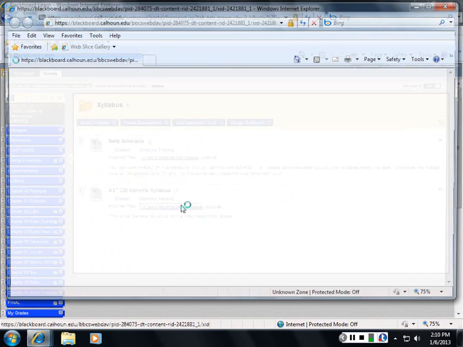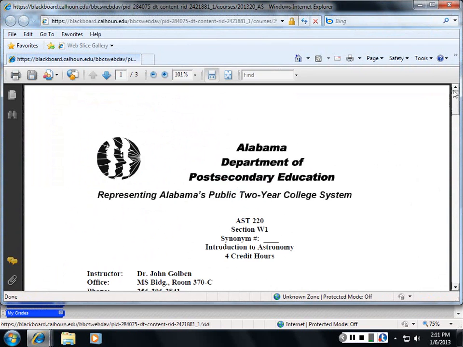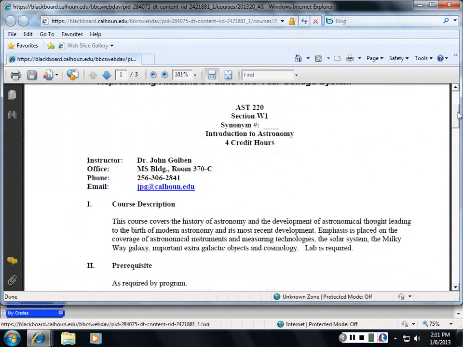So you want to check that. Also, here's the general syllabus. This, of course, is Astronomy 220. I'm Dr. John Golben. My office is room 370C in the Math, Science, and Administration building. My phone number is given here, 306-2841, and my email address, jpg@calhoun.edu.